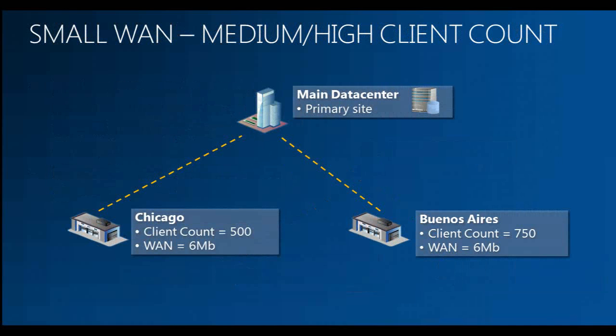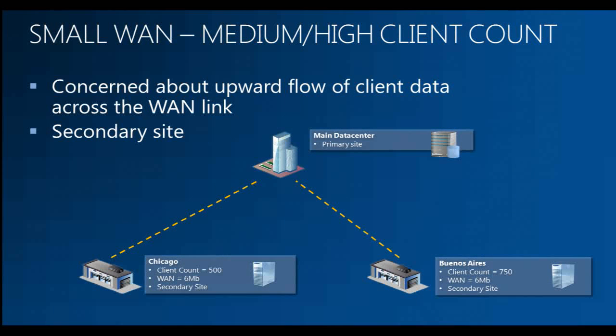All right, here's another one. We have a small WAN compared to the client count. So 500 clients over a 6 meg link, and we have 750 over a 6 meg link. So this is actually a fairly typical situation at this environment. We had a few locations like this. In these situations, we were concerned about that upward flow, the combination of the number of clients versus the size of the pipe and the utilization of the pipe. We made these secondary sites in this situation.